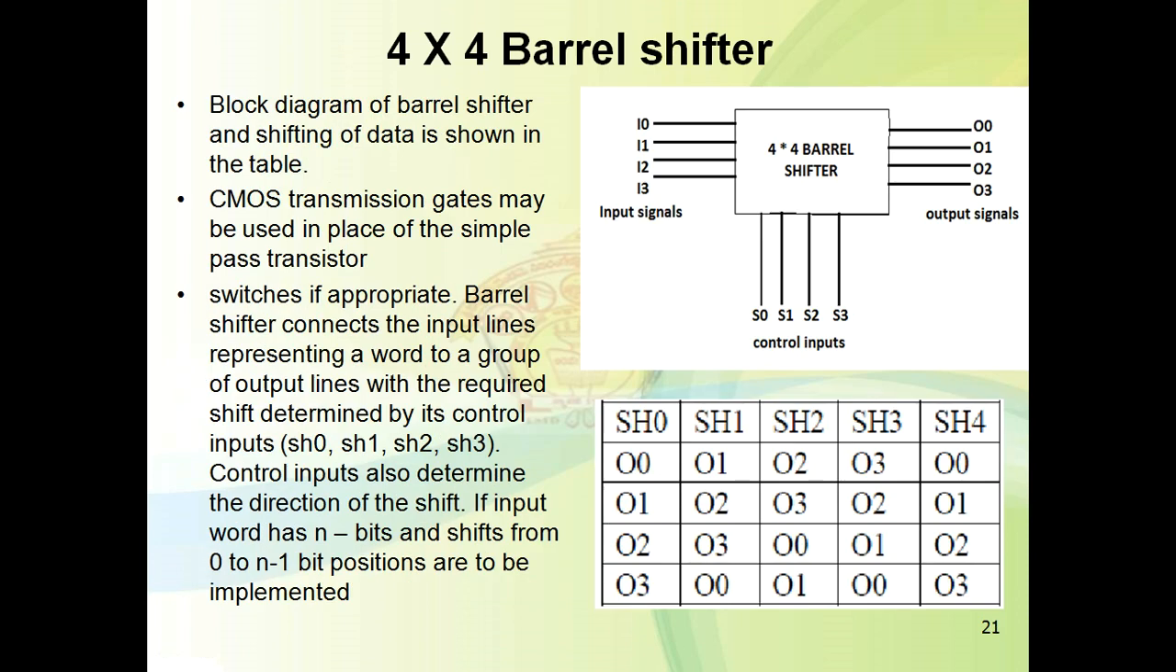This is the general block diagram of a 4x4 barrel shifter. So it has 4 inputs, 4 outputs, input signals, output signals, and control signals. Here we have shift 0, shift 1, shift 2, shift 3. Now out 0 will be there. What will be the out 0? Out 0, shift 0 is there.